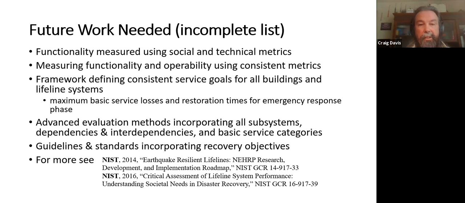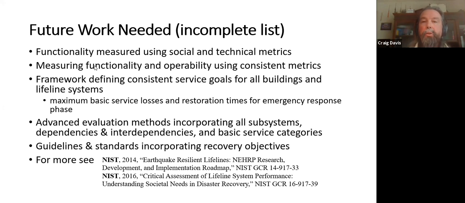Advanced evaluation and methods incorporating all subsystems, dependencies, and interdependencies, basic service categories need to be developed. Guidelines and standards incorporating recovery objectives need to be developed. And there's a lot more. I give references here to NIST 2014 and 2016 that cover them to a much greater degree.